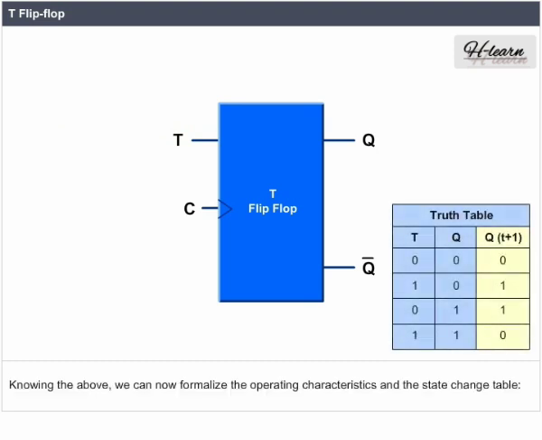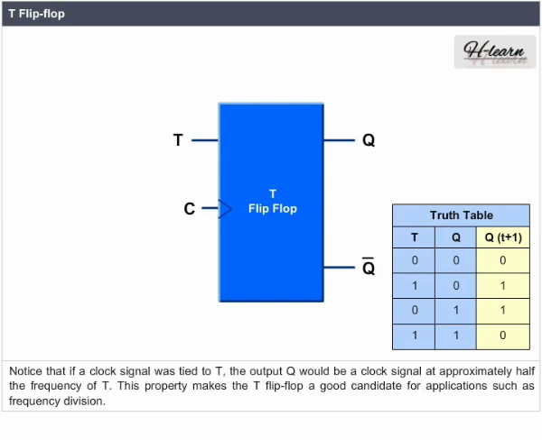Knowing the above, we can now formalize the operating characteristics and the state change table. The T-type flip-flop is an edge-driven device. Therefore, you should not associate 1 and 0 with levels, but instead 1 should be considered as a pulse and 0 as no pulse. Notice that if a clock signal was tied to T, the output Q would be a clock signal at approximately half the frequency of T. This property makes the T flip-flop a good candidate for applications such as frequency division.